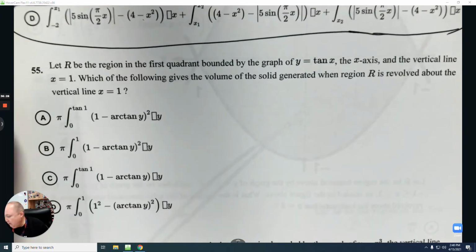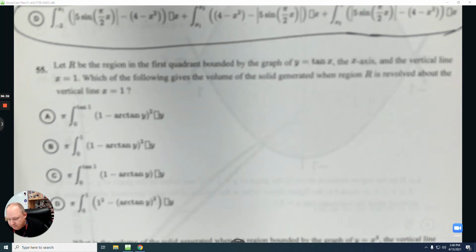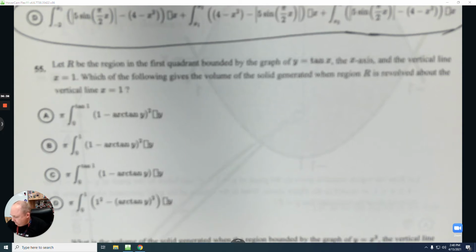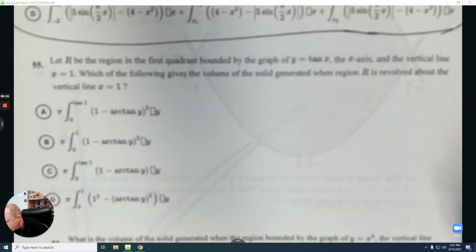55. Let R be the region in the first quadrant bounded by the graph y equals tangent x, the x-axis, and the vertical line x equals 1. Which of the following gives the volume of the solid generated when the region R is revolved around the x-axis?